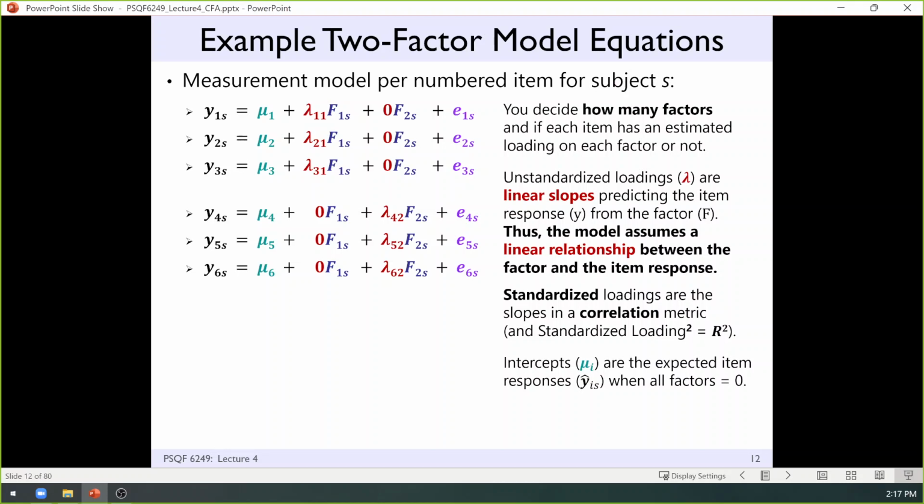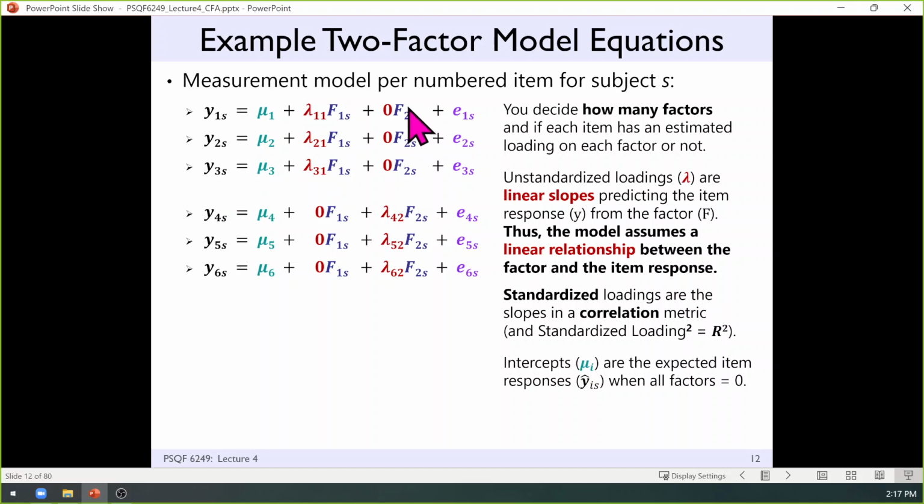So we looked at this slide last time. This is an unpacking of the more general equation to describe what happens to each particular item in this little hypothetical example. So I've got 6 items, 3 are thought to measure the first factor, 3 are thought to measure the second factor. So if I write out what the model is saying goes into each of these responses, each item gets 1 intercept. That's always true regardless of how many factors you have. And then each factor has a potential loading in front of it that conveys how strongly the factor predicts that item response, where more is better, 0 means they're not related, and negative means something went wrong.